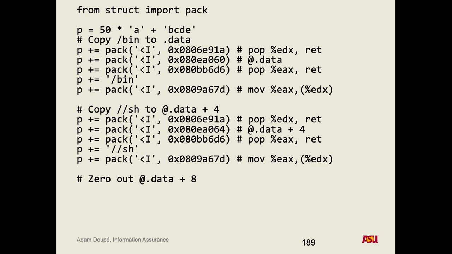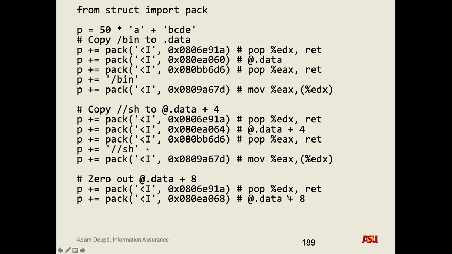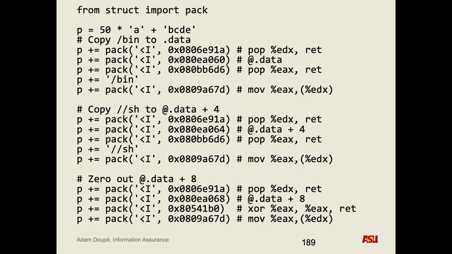So we're going to set EDX to be the address of data plus 8, right? So the 4 bytes that are after that, we're going to XOR EAX with itself, which makes it 0, and then we're going to call our gadget. So here, now we have a null terminated string in memory, slash bin slash slash sh.